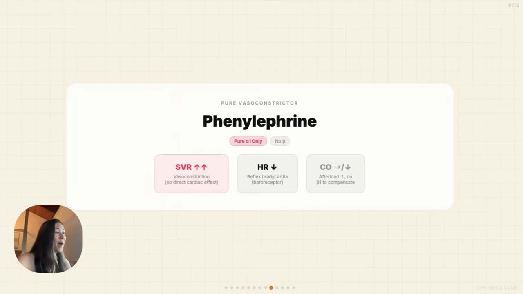That's how I know my phenylephrine is kicking in without even looking or cycling a blood pressure. I can hear the pulse ox tone modulation. I can hear the heart rate dropping. Then I know when my blood pressure cycles again, my blood pressure is going to be up. Cardiac output usually stays flat or decreases as afterload is higher and there's no beta 1 to compensate.